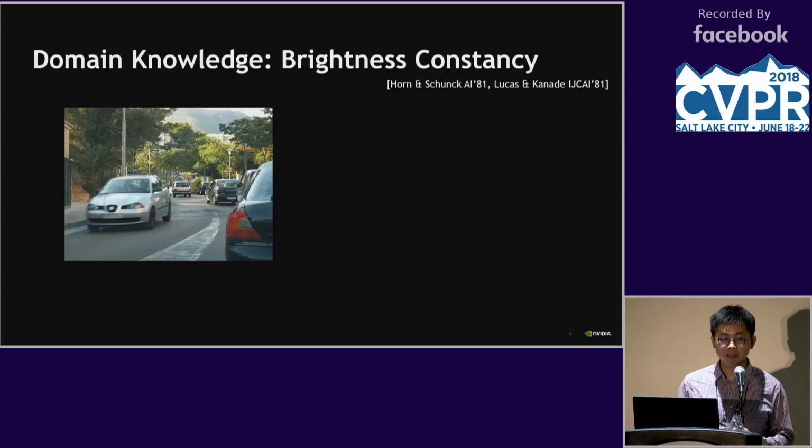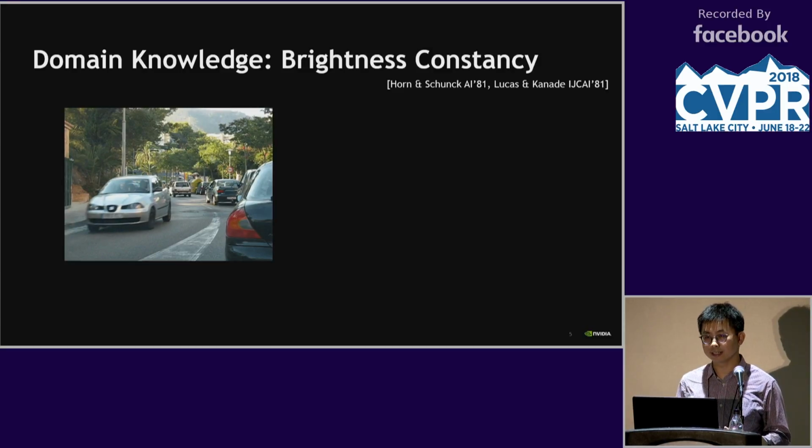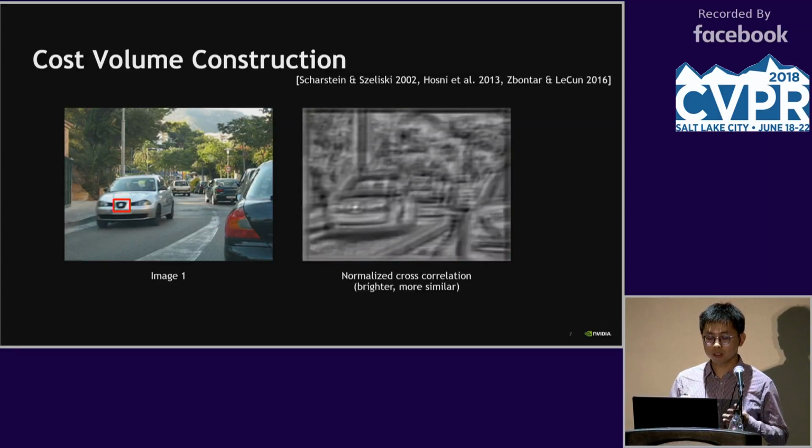The fundamental assumption for optical flow is brightness constancy. It means a pixel will retain its brightness or some property over time, despite its position change. Based on this assumption, we can build a very simple algorithm to get some intuition. For every pixel in the first image, we crop a patch, and then we exhaustively compare it with every other patch in the second image. We can use normalized cross-correlation to compare the patches.